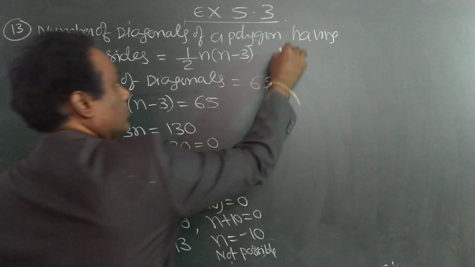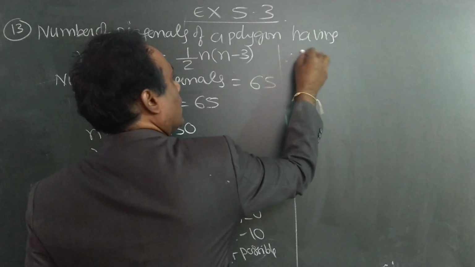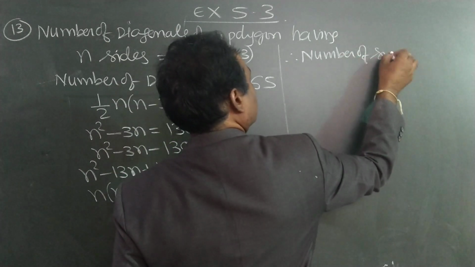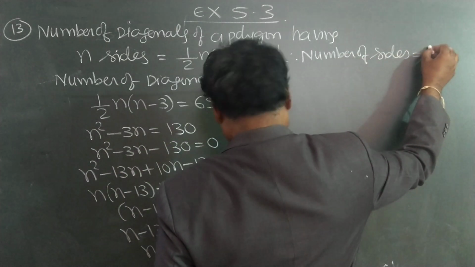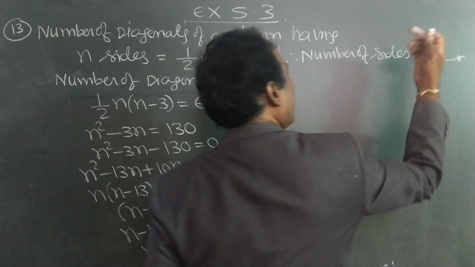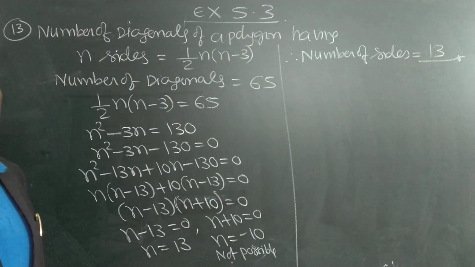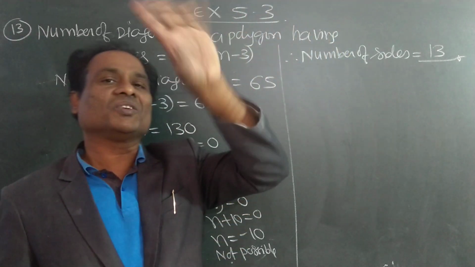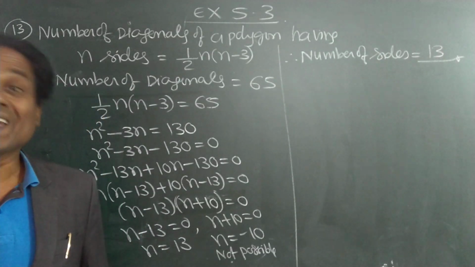So therefore, the number of sides is equal to how much? 13. Answer. This is equated to 65. We solved it. We got n is equal to 13. Over. Next.